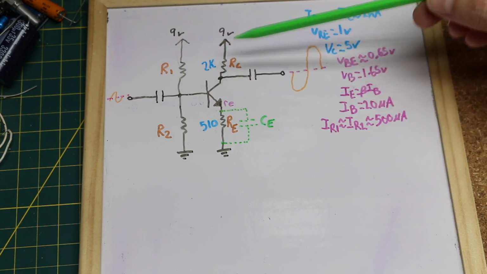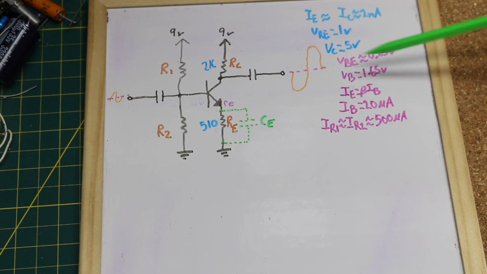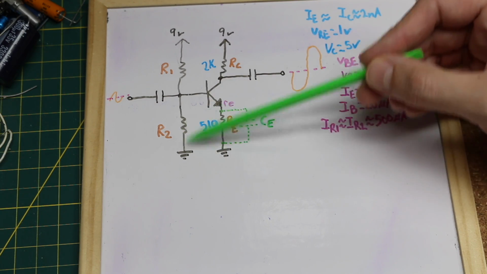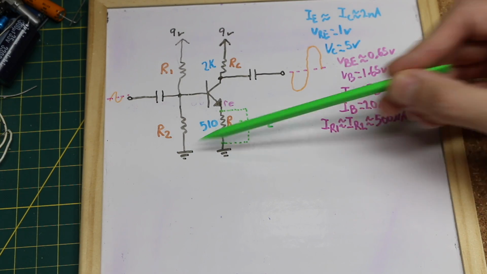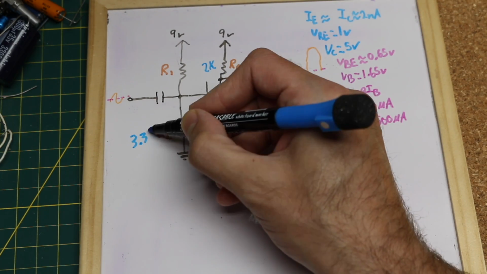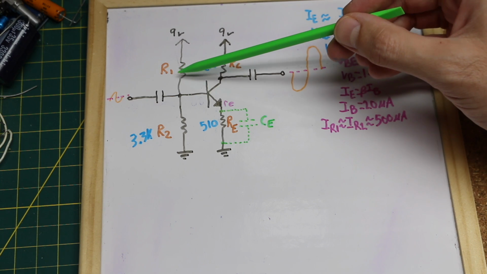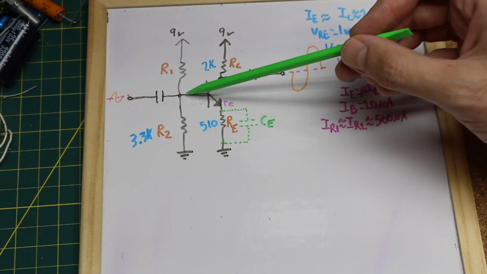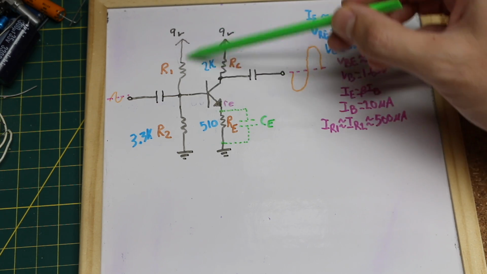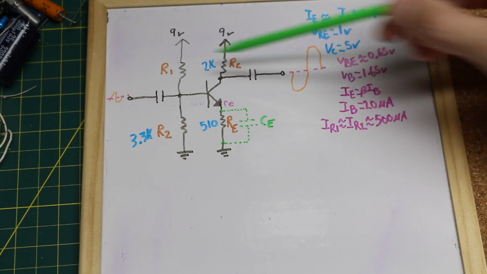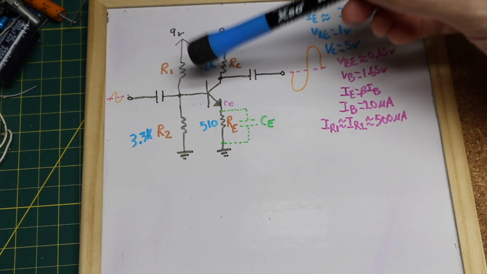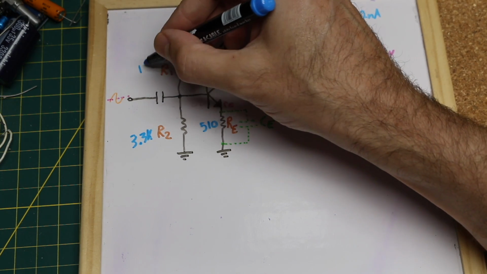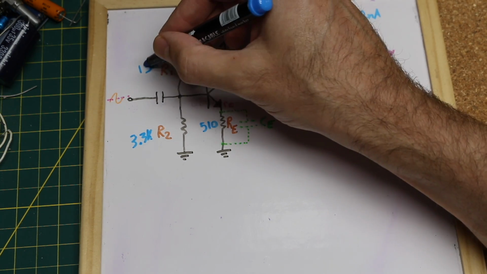R2 is going to be the base voltage, 1.65 volts, divided by the current through this voltage divider, 500 microamps. That's 3.3K. R1 is going to be 9 volts minus 1.65 volts divided by 500 microamps, which calculates to 14.7K. So we choose 15K as a standard value.